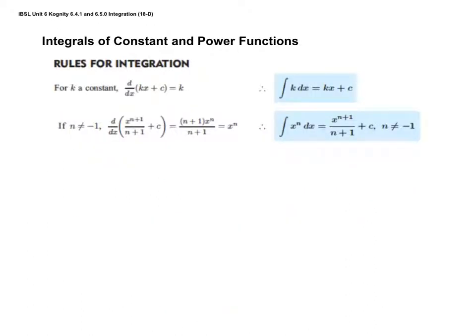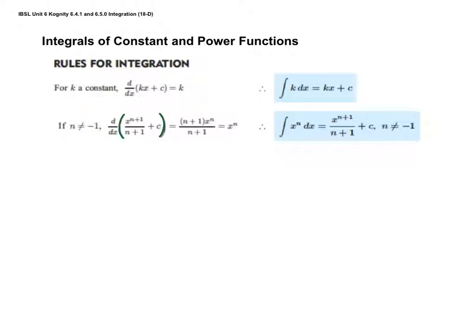Now, this brings us to our first two rules for integration. One we already kind of derived yesterday in the homework. The other one is actually just a variation of the second one. Notice here, we're going to look at constant and what we call power functions, or you could think of them as polynomials. This second part here is what we saw already as we were going over the homework from yesterday.